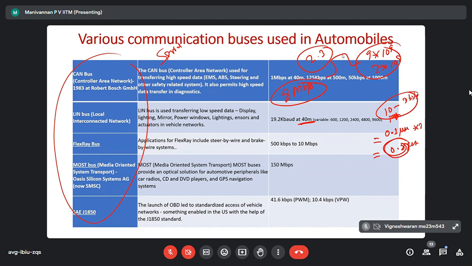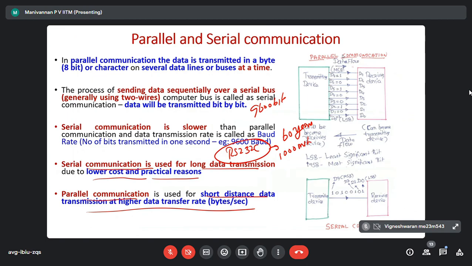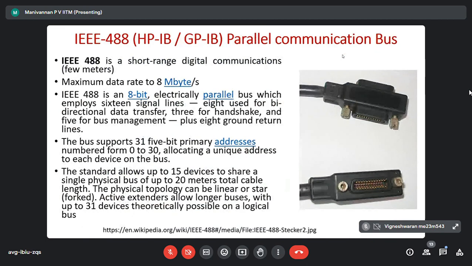Okay. I stop here. We will see on Monday. We will continue with the serial buses like CAN, LIN bus, all those things. Monday, 3 o'clock.